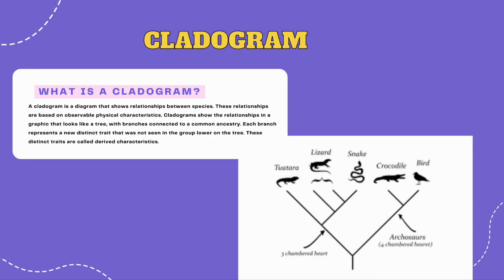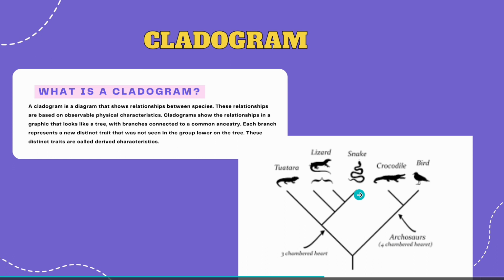What is a cladogram? A cladogram is a diagram that shows relationships between species. These relationships are based on observable physical characteristics. Cladograms show the relationships in a graphic that looks like a tree, with branches connected to a common ancestry. Each branch represents a new distinct trait that was not seen in the group lower on the tree. These distinct traits are called derived characteristics.